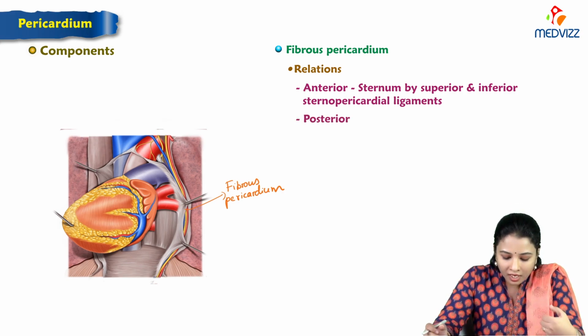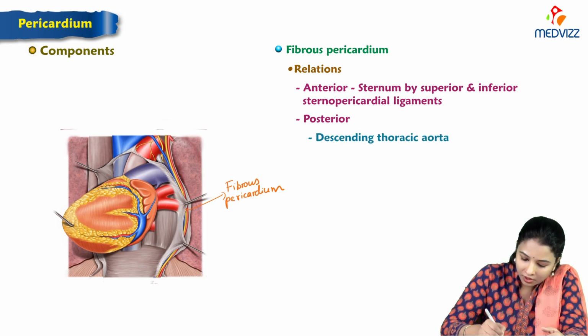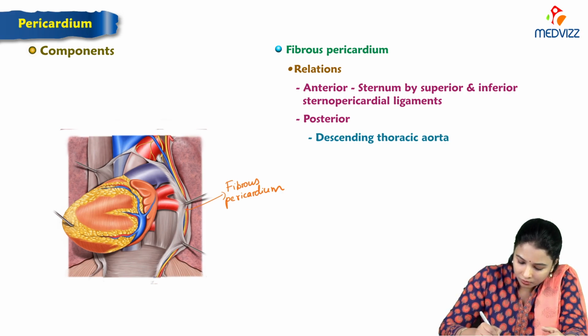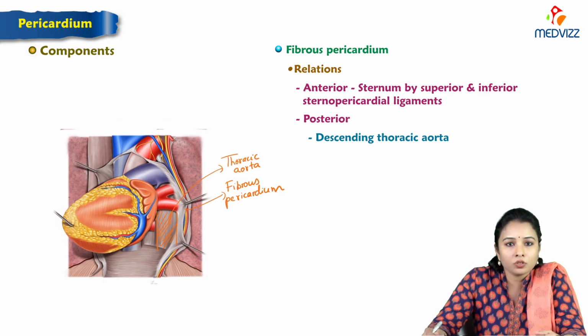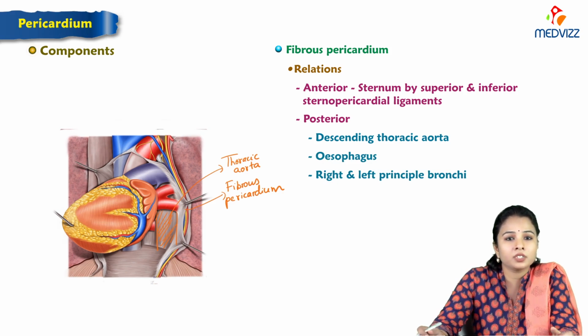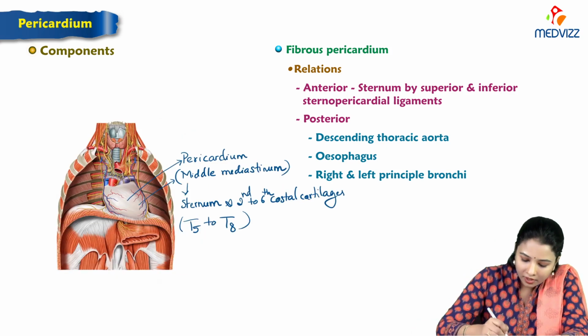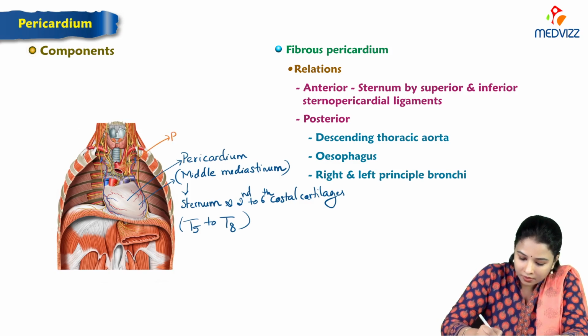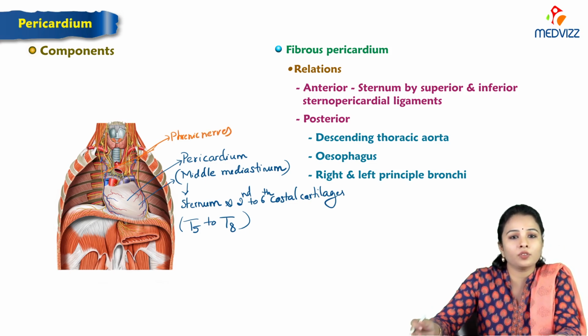Posteriorly, if you try to lift the heart and see its posterior relations, it is related to the thoracic aorta. So here the arch of aorta continues. If you remove the fibrous pericardium, this part is related to the thoracic aorta, and along with the aorta it is also related to the esophagus, and the right and left principal bronchi, which are the bronchi arising from the trachea. On either side it is related to the phrenic nerves. These are the phrenic nerves, which are present on each side of the fibrous pericardium.